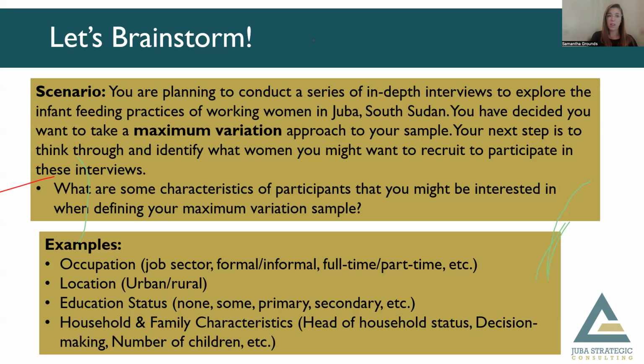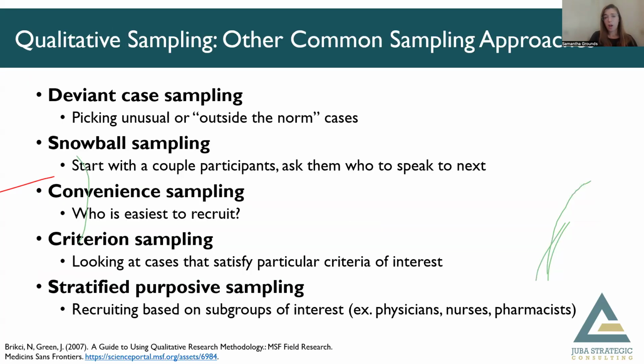So that's one example. Here are a few other common sampling approaches. Just quickly, I'll run through these. One approach is called deviant case sampling. So this is purposefully choosing individuals or cases that are a bit unusual, a little bit outside the norm. There's also snowball sampling, in which you choose a few participants to start with, and then at the end of each data collection period with those participants, you ask them, who else should we speak with? And they give you ideas of who else to then go out and sample.